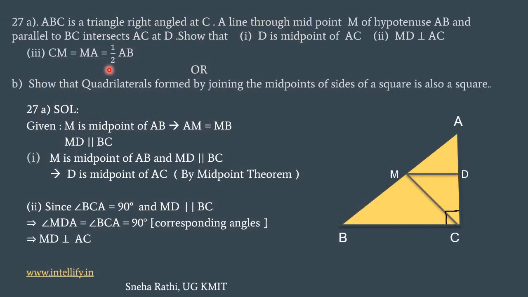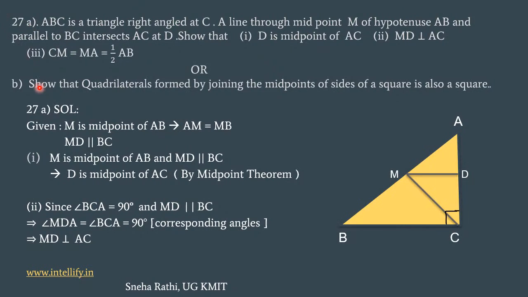27th question, A bit. ABC is a triangle right angled at C. A line through midpoint M of hypotenuse AB and parallel to BC intersects AC at D. Show that D is the midpoint of AC, MD is perpendicular to AC, and CM is equal to MA is equal to half AB. Or, show that the quadrilateral formed by joining the midpoints of the sides of a square is also a square. We'll do both the bits.